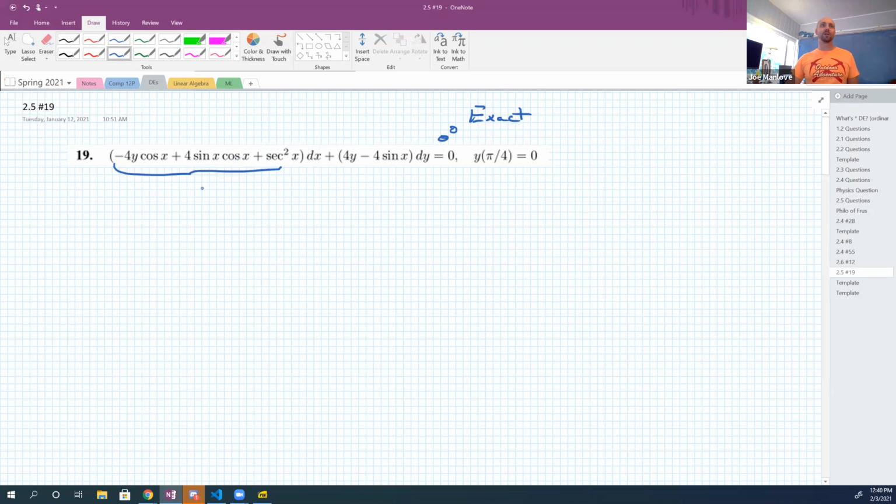Okay, so the first thing I'm going to do is think about this as M and this as N. I should check to see that it's exact, so I'm going to need to calculate My and Nx. So My is, let's see, minus 4 cosine x. That part's all 0, that part's all 0. Over here, I need Nx. That's going to be minus 4 cosine x. Okay, those are the same.